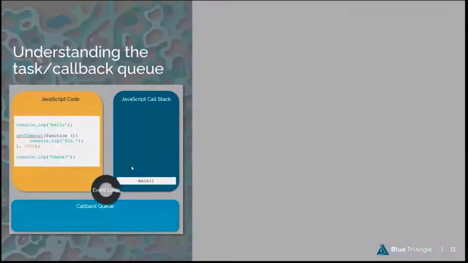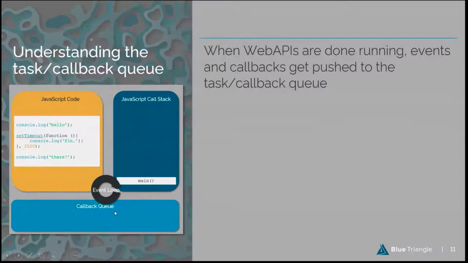So for example, we have this new piece of JavaScript code here. And you can see we still have the JavaScript call stack, but now we've added the event loop and the callback queue. And I'm going to go through another example with this in a minute, but understanding what is going on with the callback queue can be pretty essential too. When web APIs are done running, events and callbacks get pushed to the task or callback queue. So this is also called the callback queue, task callback queue.